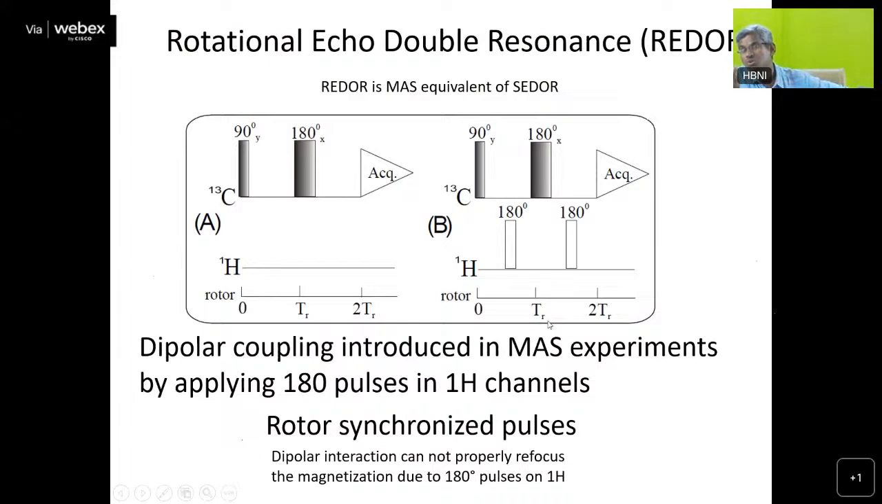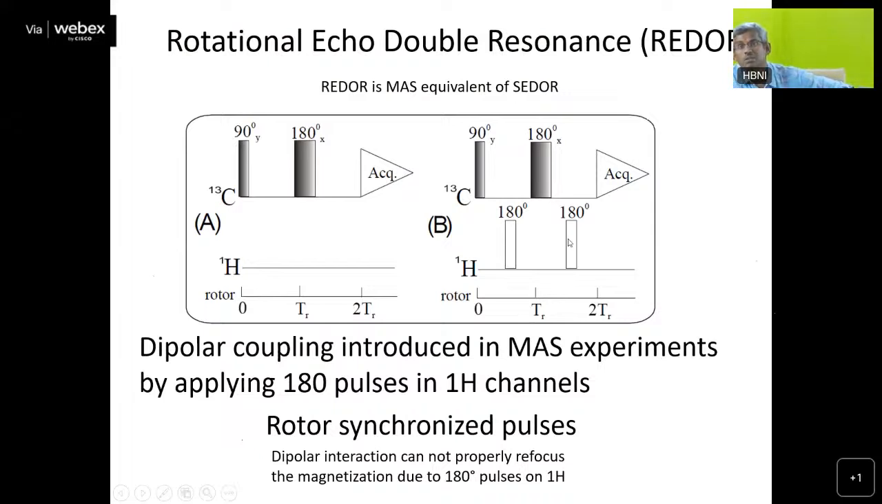You know what a rotor is? A rotor is something we fill the sample into. I have shown you photographs of the rotor, in which you can see how to fill the samples and how the sample is spun. Once a complete rotation takes place, one TR will be over. So TR is nothing but, once you know the frequency, 1 by frequency, the rotational period or the rotational time.